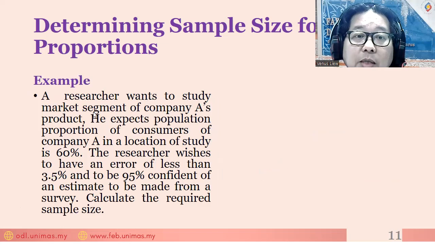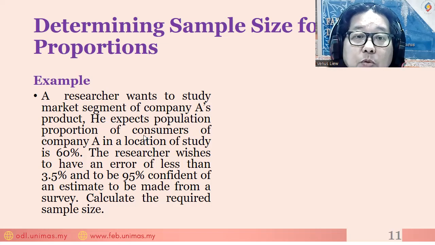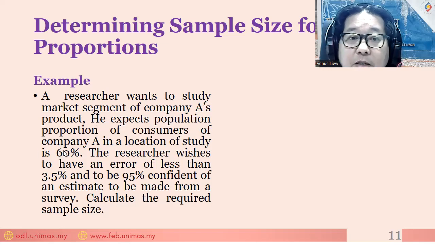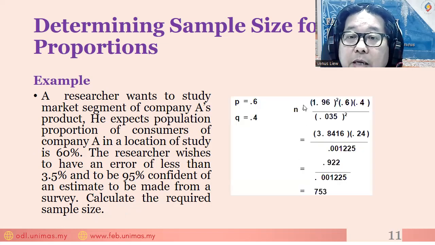A researcher wants to study a market segment of company A's product. He expects the population proportion of consumers of company A in that location of study is 60%. So this one refers to the P. The researcher wishes to have an error of less than 3.5%. This is E, and to be 95% confident. So this refers to the Z of 1.96. Calculate the required sample size, the N. After you plug in the values into the formula, you find that you need at least 753 samples.